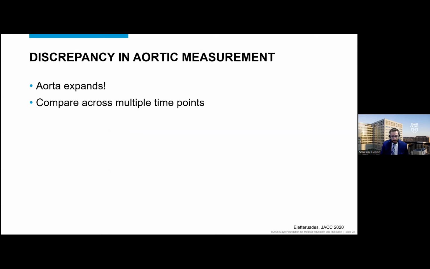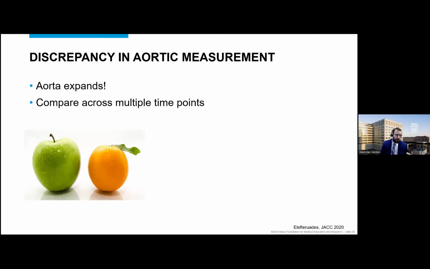Over time, the aorta grows and expands. So that's normal. So it's really important to compare across multiple time points and not only to last year or 6 months ago. Look at the imaging from 5 to 10 years ago and compare it to now. And we often compare apples to oranges.